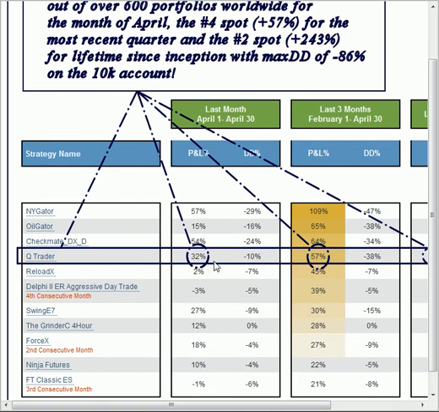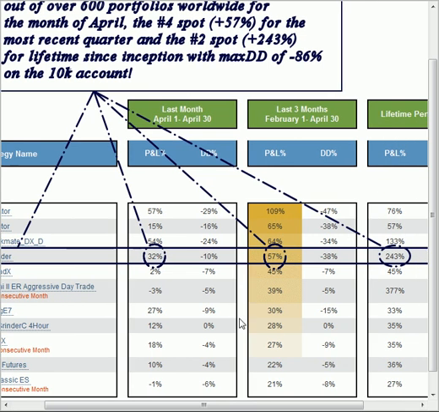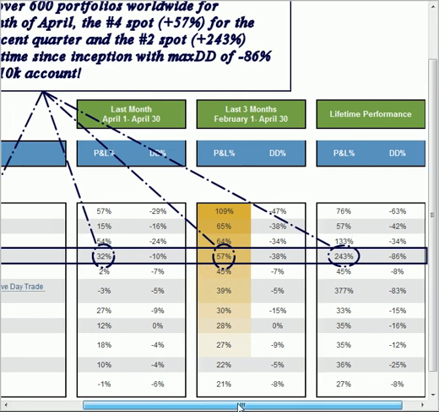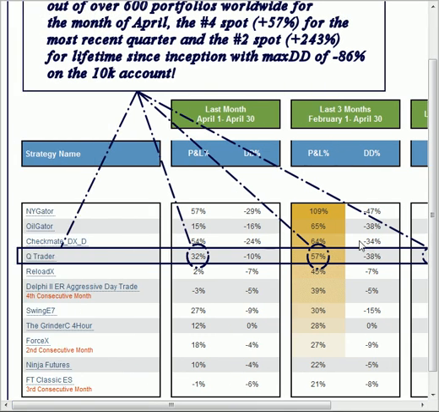Our portfolio, the Q Trader, up 32% in April. Max drawdown of 10%, up 57% over the last quarter against max drawdown of 38%, up 243% lifetime over, I guess, a couple of years or so, with an 86% max drawdown. Now, granted, there's a little bit more of a max drawdown than those, but look at the percentage return. Even if you halve that to 43%, doubled your capital, you're still looking at 120+% return, which certainly bests and is comparable to all three of these top performers that they've rated based on just the last quarter.